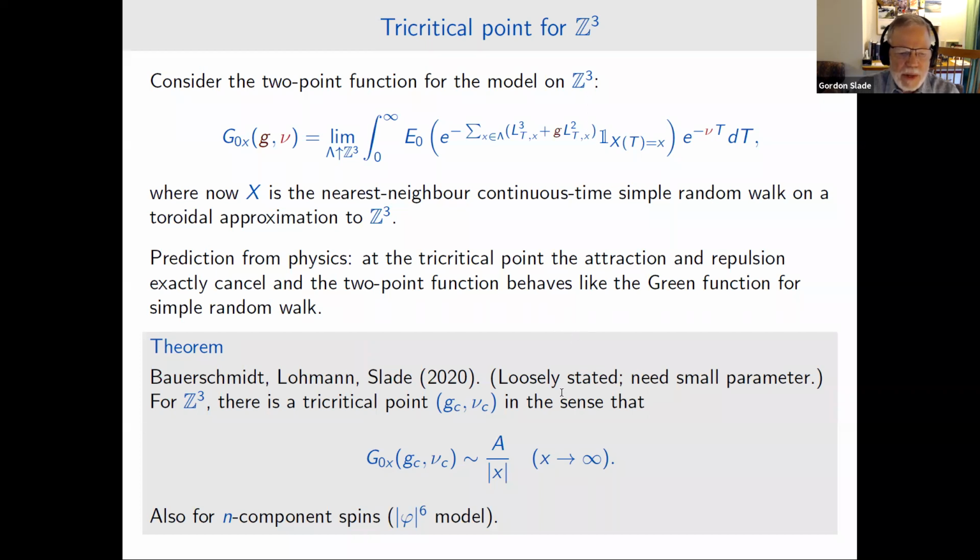And the upper critical dimension for the tricritical point is 3. And so what we're seeing in terms of tricritical behavior in the mean field model, we expect it also applies in the three-dimensional case. So it gives us some guidance as to what we might try to prove.